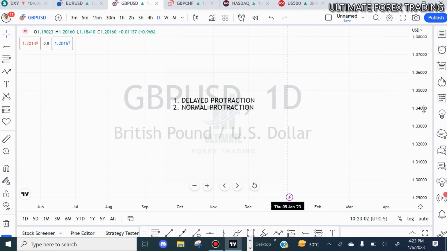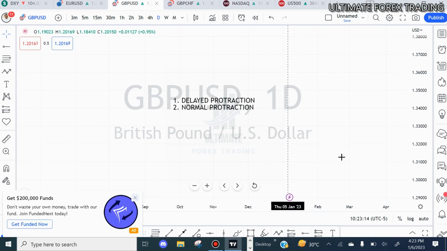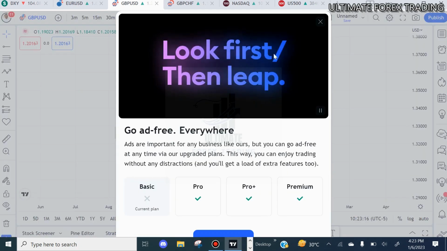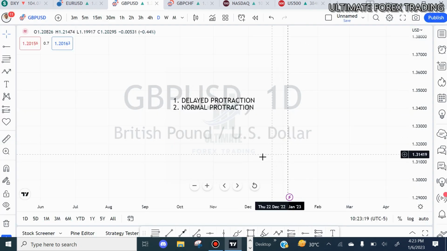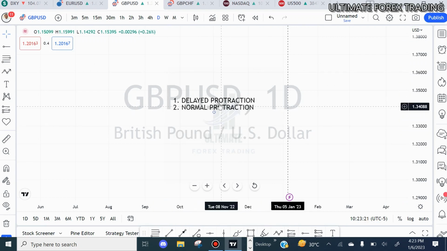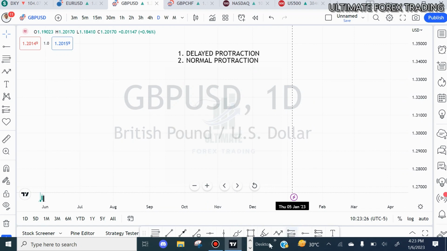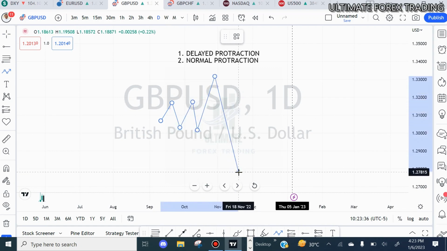Today I want to share two concepts that ICT actually taught in his London protraction trade, and this trade is similar to what is called the power tree concept. A London protraction is similar to the power tree concept. Again, the power tree concept means manipulation, accumulation, then manipulation, then distribution, right?